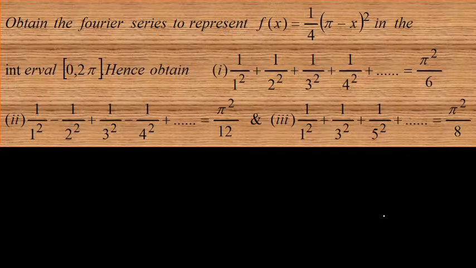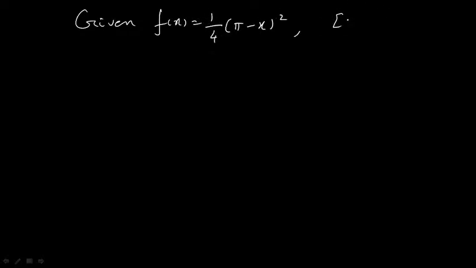First, we have to find the Fourier series representation of the function f of x is equal to 1 by 4 (pi minus x) the whole square. So, here the given function is f of x is equal to 1 divided by 4 (pi minus x) the whole square. It is defined in the closed interval 0 to 2 pi.